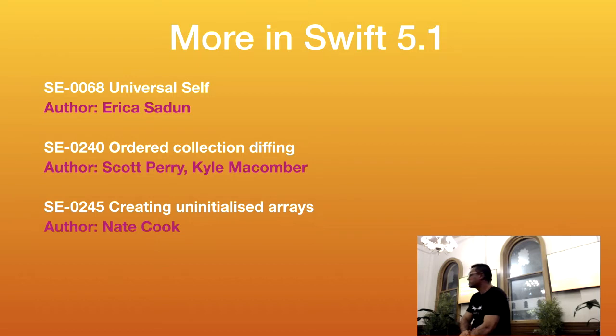They have ordered collection diffing. So if you have collections, you can actually see what the differences are. You have two arrays or two sets, you can see the diff. And it will tell you if something is to be removed or added. So you actually get a kind of collection which says these are to be removed, these are to be added. So what is the difference between these two, which is really useful in some cases.